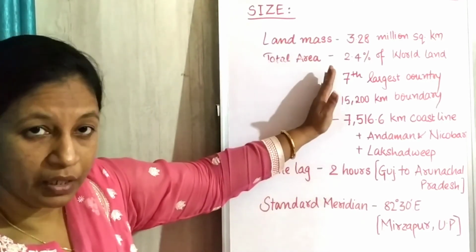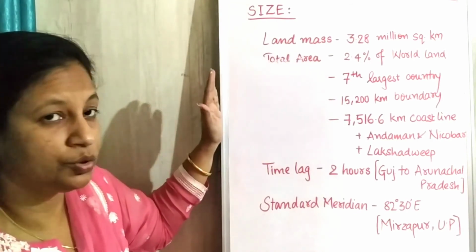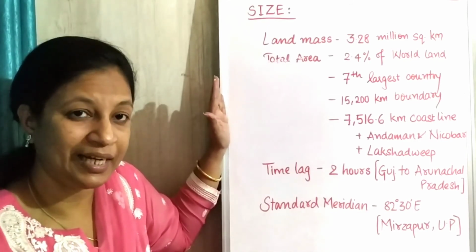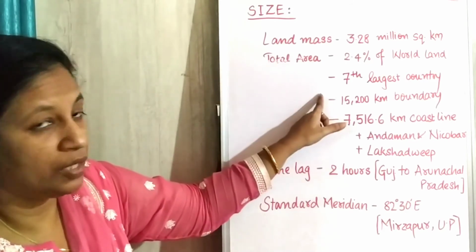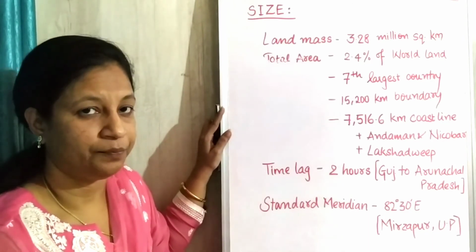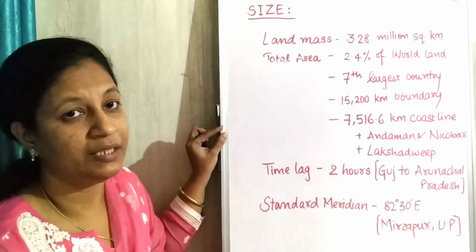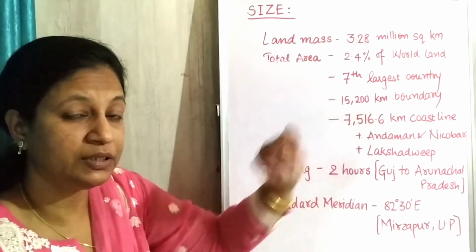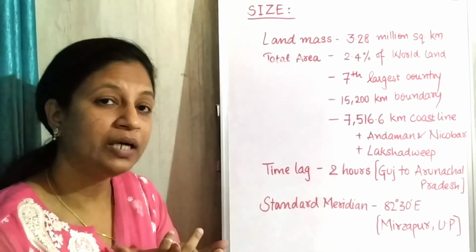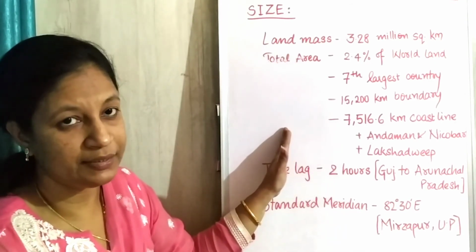When it starts in Arunachal Pradesh and crosses one by one and slowly reaches Gujarat, it is nearly about 2 hours. So we say we have a time lag of 2 hours from Arunachal Pradesh to Gujarat. We have a confusion of time. The sun rises here, and when the sun is seen for the first time in Gujarat, it is almost 2 hours after the sun has been seen here. So we get a time difference and we have a confusion. To avoid this confusion, we have taken a center part of India, that is at 82.30.